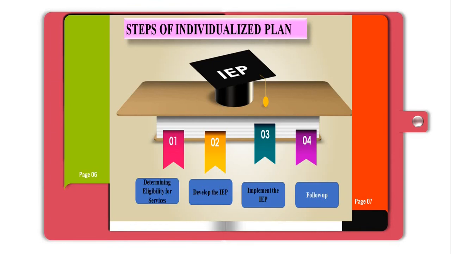Another important factor essential for the successful implementation of the IEP is that the line of communication should always be open between the IEP team members. This enables them to continuously work together to best meet the needs of each student. This is all about the steps of the individualized plan, right from determining eligibility criteria for services to how parents and teachers follow up on that plan.